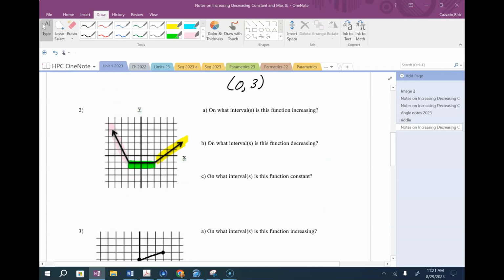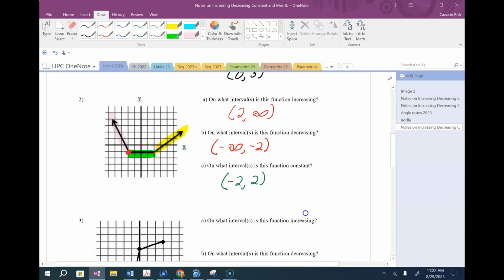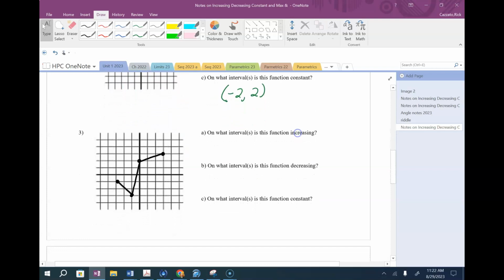In problem number 2, it is increasing in the yellow section. So the yellow, the x value there is 2, so we'll say 2 to infinity because the arrow means continues in that direction. It is decreasing from -infinity up to this x value that I just put a big dot at, which is -2. And then it's constant in the green section, so that's going to be -2 to 2. If you want to pause the screen and try problem 3, please do so.